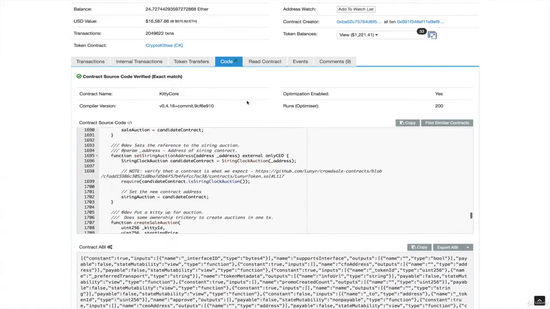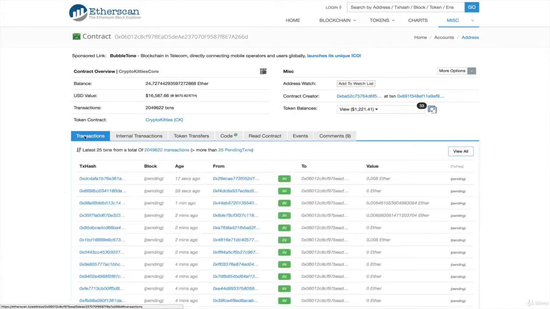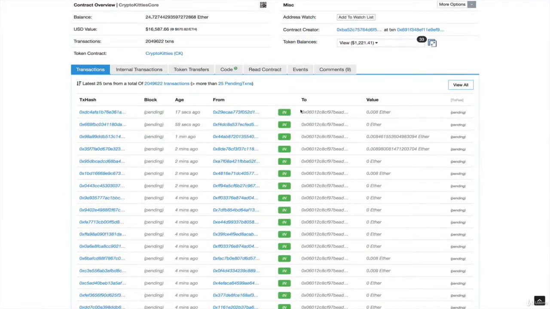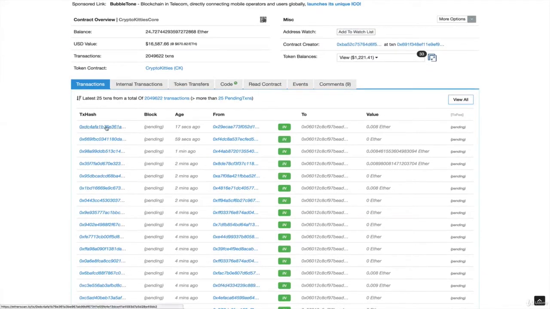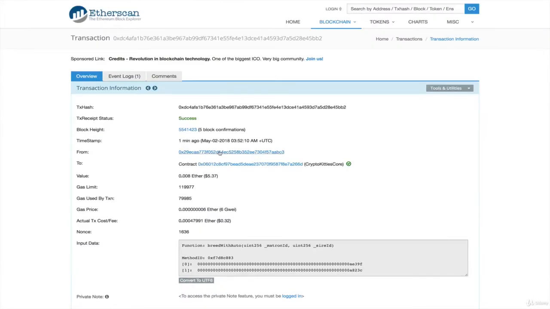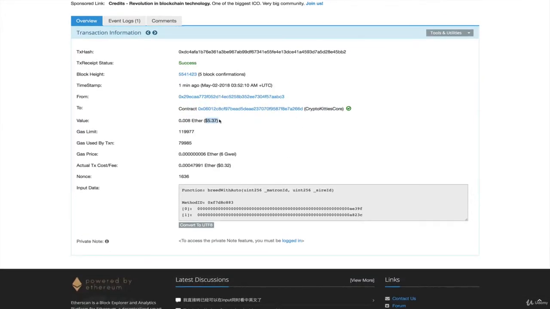Just like in the last video when we did the accumulator contract, this is a much more complex one. And the other cool thing, you can see all the transactions that have been sent to this contract. And if we look at one of them, let's just pick this first one, 17 seconds ago, you can see it was sent from this address to the CryptoKitties Core contract address. There was some money involved, but there was also data sent.